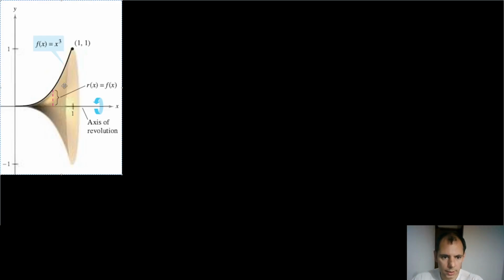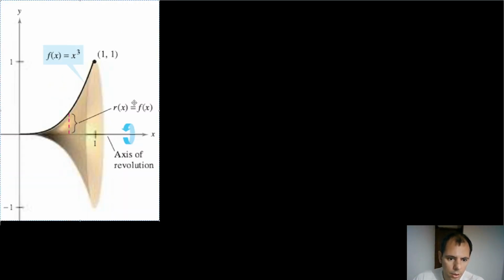Find the area of the surface formed by revolving the graph f of x equals x cubed. So it wants to know the surface area of this, not the volume, just the surface area. Well, let's do that. It'll be the integral, and x is from 0 to 1, so it'll be 2 pi times the integral from 0 to 1 of f of x.